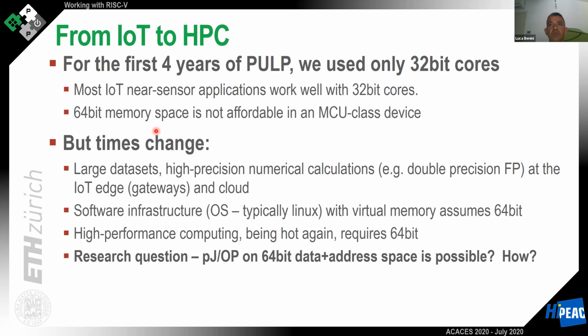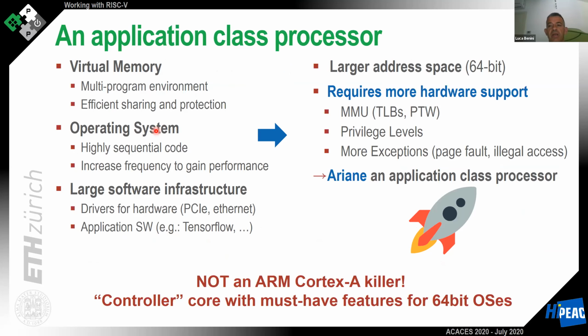Now, the key research question, and the reason why I was scared to enter into this room, is: is it possible to still make an energy efficient implementation of 64-bit architecture? Is a picojoule per operation still feasible in 64-bit architectures, and how can we do that? So Ariane was, and is, our open core to do research in these areas. It has the capabilities that are needed for the workloads that I was talking about in the previous slide.